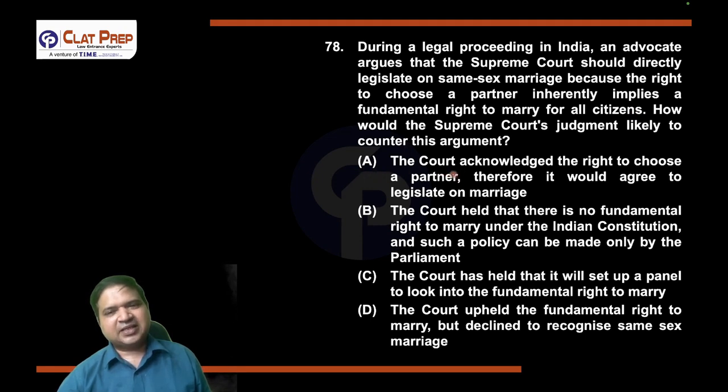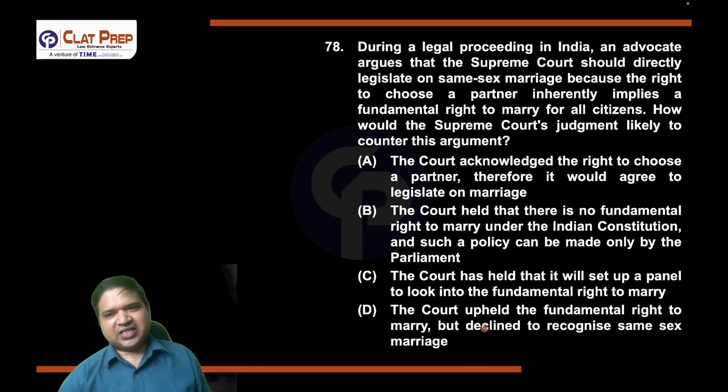Option A says the court acknowledged the right to choose a partner, therefore it would agree to legislate on marriage. Option B says the court held that there is no fundamental right to marry under the Indian Constitution and such a policy can be made only by the Parliament. Option C says the court has held that it will set up a panel to look into the fundamental right to marry. And option D says the court upheld the fundamental right to marry but declined to recognize same-sex marriage.